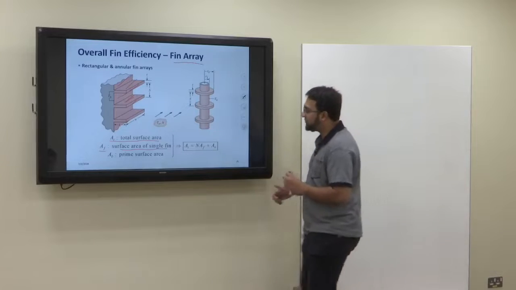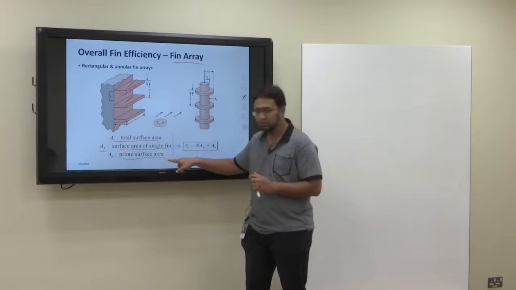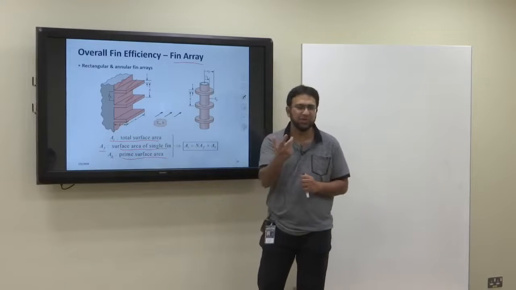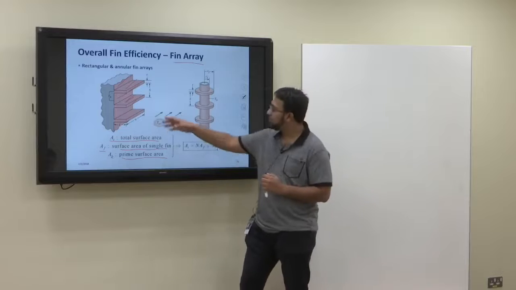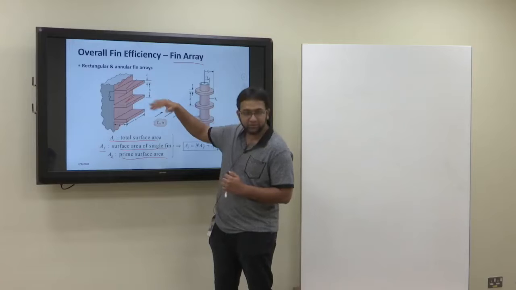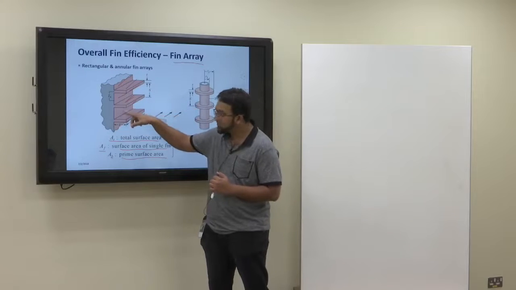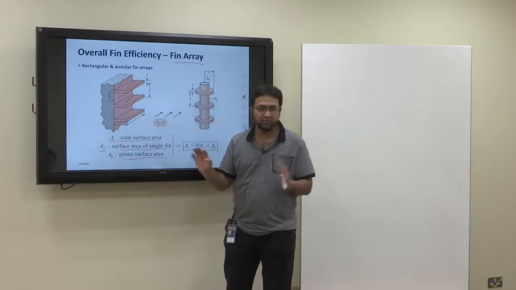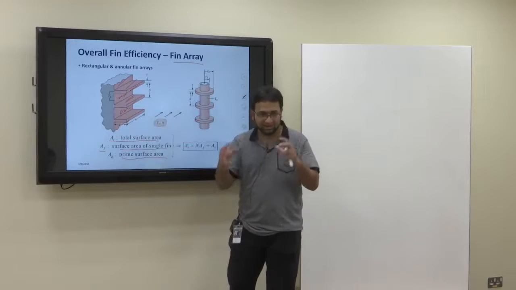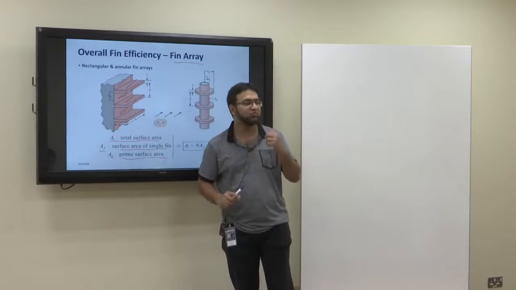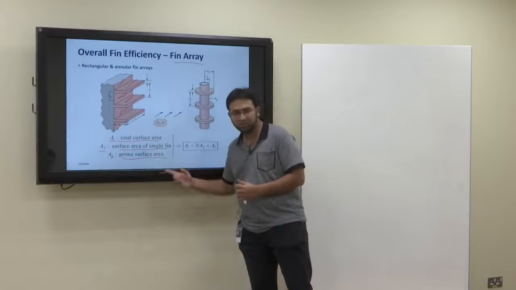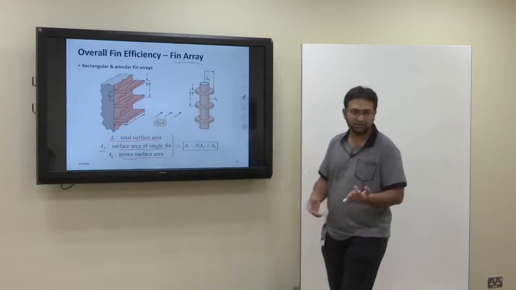Then we have the prime surface area, written as AB, where B refers to the base. You see here you have a surface or plane over which there are many fins attached, but there is a certain area where there is no fin. For example, no fin here, no fin here. The collection of all those areas where you do not have fins is known as the prime surface area or the base area.